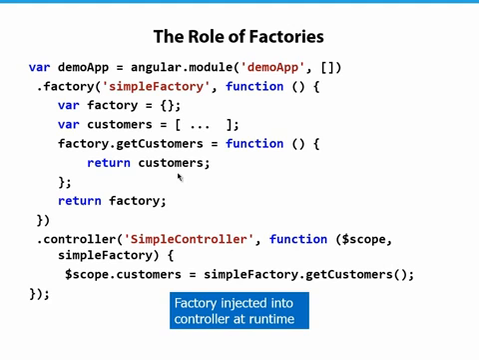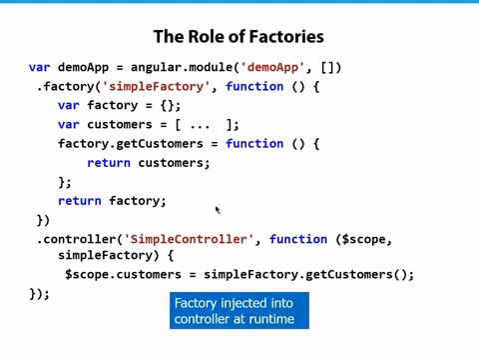What's really cool about factories, services, and providers is that once you've defined it, you can then inject it very easily as a parameter into something like a controller or even another factory if you want. So a factory could rely on another factory. If we come down to our controller here, you'll see that this simple controller does our standard scope, but notice that the second parameter is simpleFactory. That name matches up there on purpose.